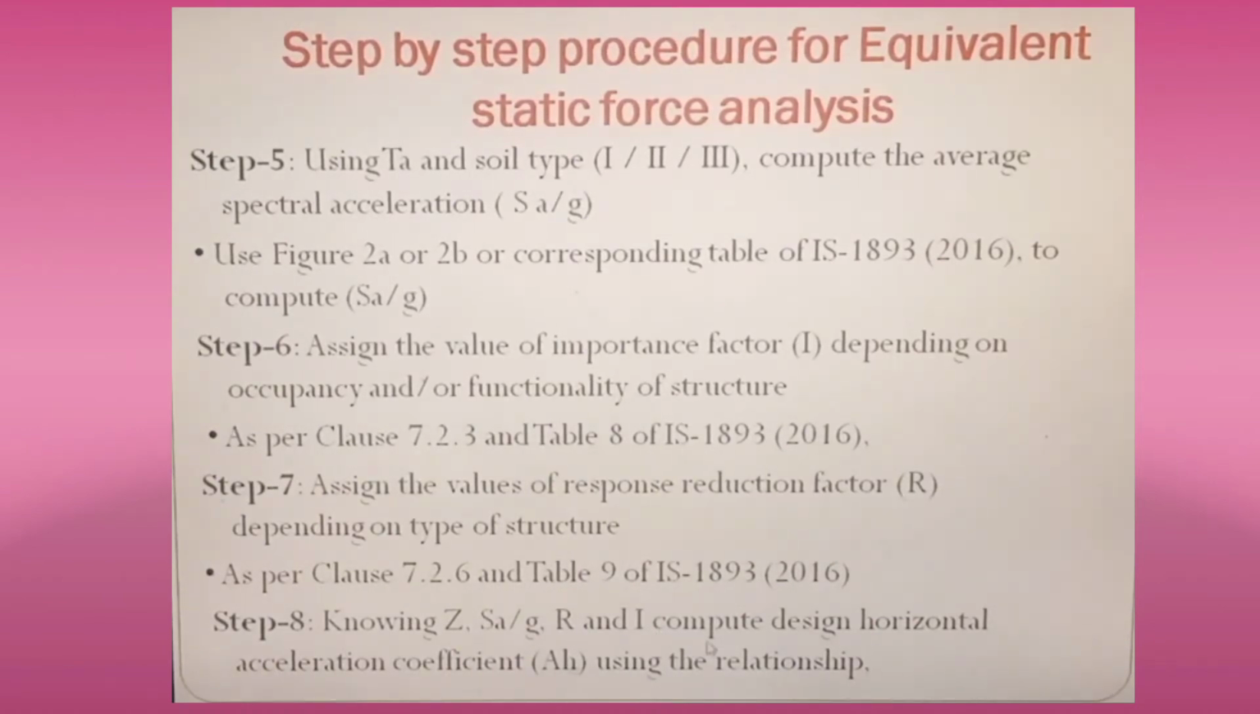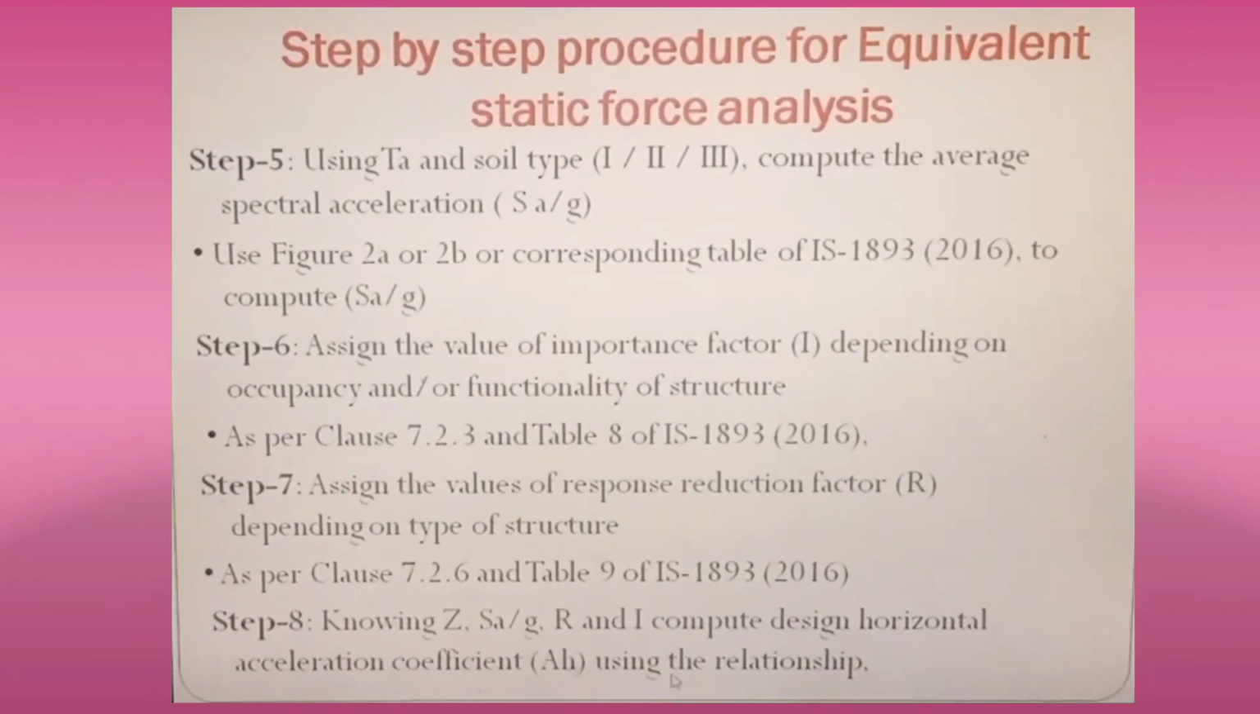Now you need to compute the design horizontal acceleration coefficient, that is AH, using the relationship. Here I have not given that relationship, but I have discussed it in the earlier classes, that is Z by 2 into I by R into SA by G. That is the relation between these. Based on that, you can compute the value of AH. AH is equal to Z by 2 into I by R into SA by G. This is the relation. Okay, going to the next slide.